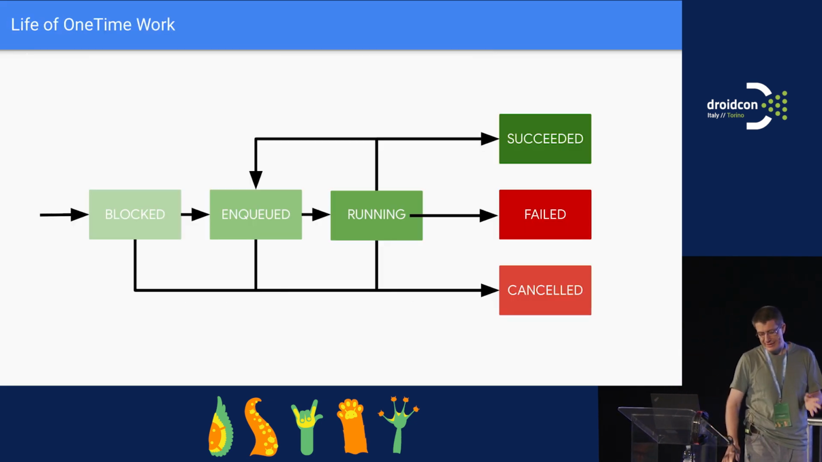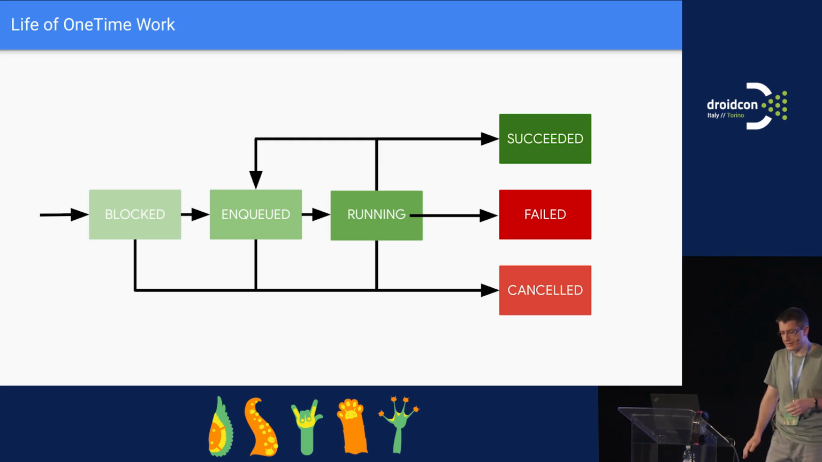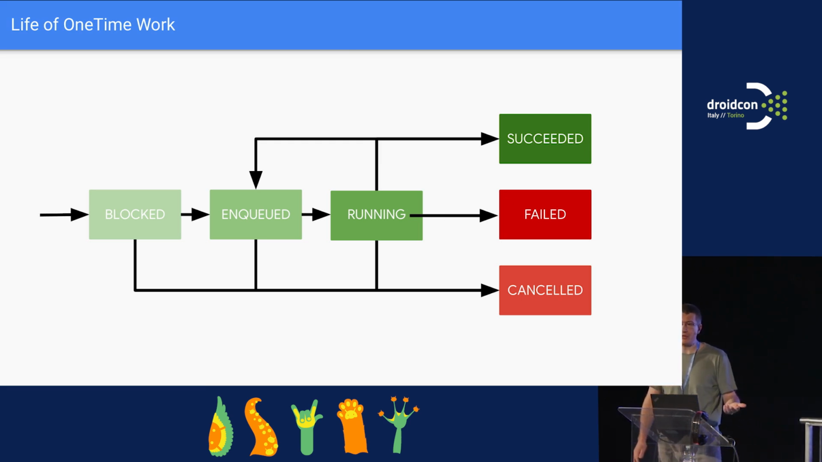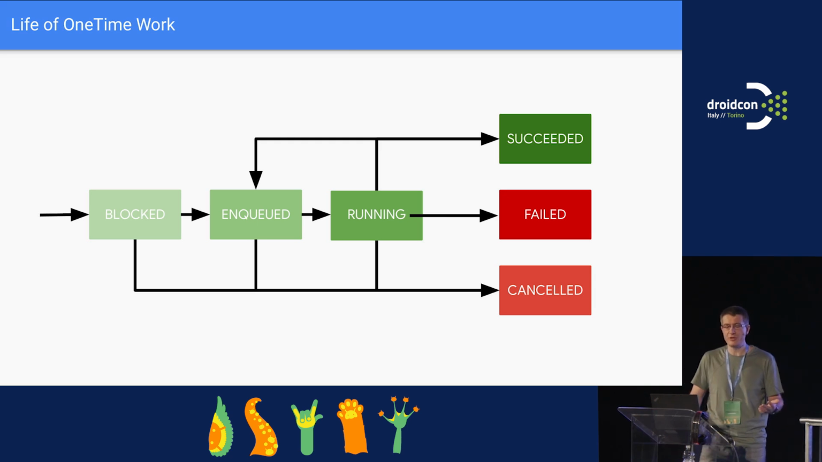These are the statuses of the workers inside WorkManager. So you start from the blocked status, that is when you create the job, if there is a chain of workers and a worker depends on other workers. If the other workers have not yet finished, the work in this case is blocked.